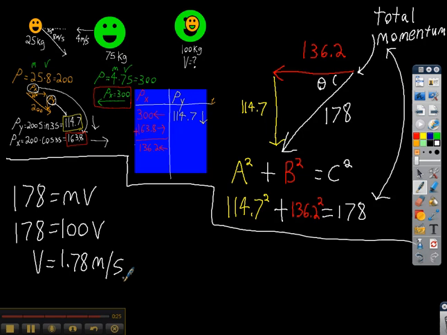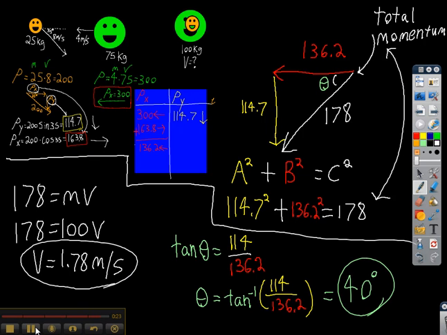Now all that's left is to find the angle. In order to find the angle, don't let this trig stuff freak you out. You know that tangent of theta equals opposite divided by adjacent, right? Well, all you have to do to get this theta by itself is run inverse tan on both sides of the equation, and you get 40 degrees.